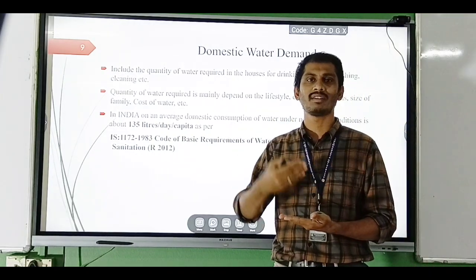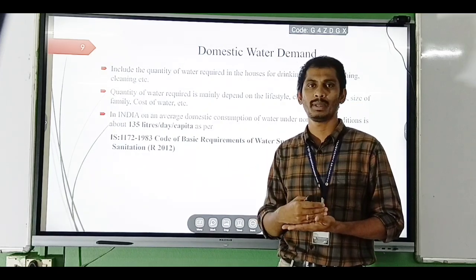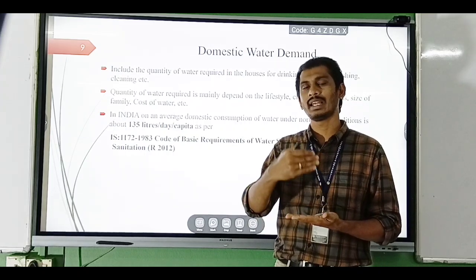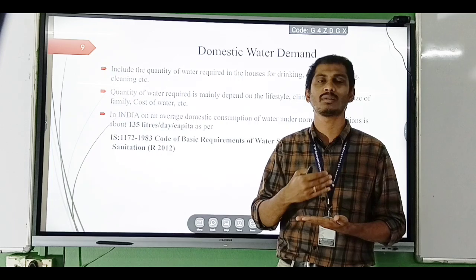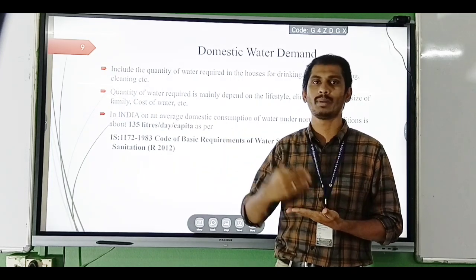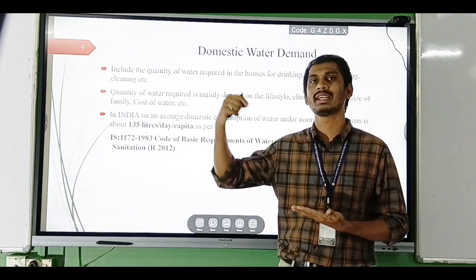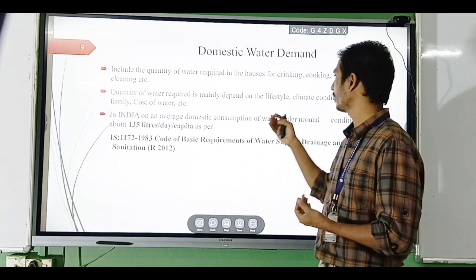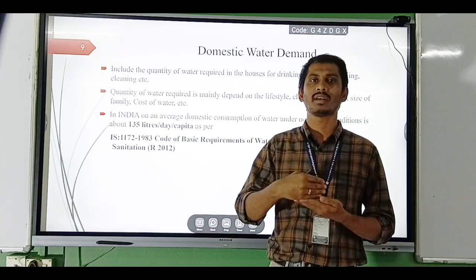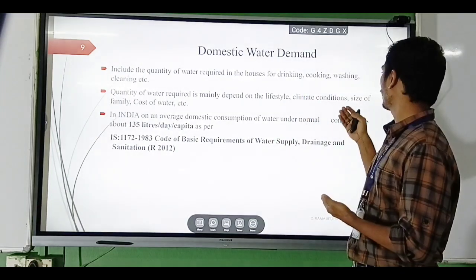For example, people with a low or middle income, of low economic status, don't go for washing machines and the like. If you are getting a high salary, definitely you will buy washing machines, and there the quantity of water will increase. So that mainly depends upon lifestyle. Second is climatic conditions. Climatic conditions means in summer we consume more water when compared with winter. Similarly, size of the family.